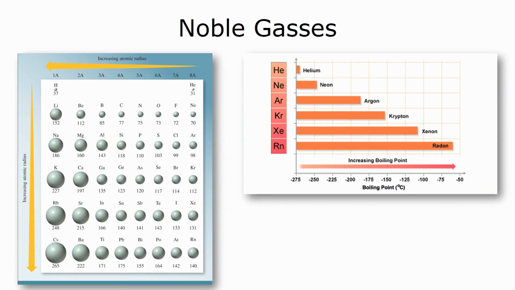Same thing when it comes to noble gases. As we go down the periodic table, we see that the noble gases get bigger. The bigger the atom, the more area you have to induce a dipole, and therefore more London dispersion forces, more attractive forces, and as we see here on the right, the boiling points are going to go up.